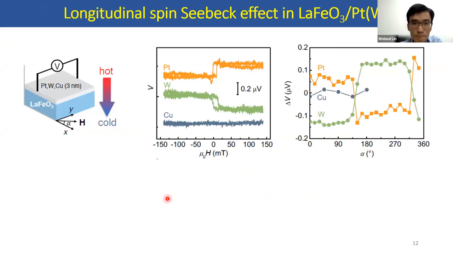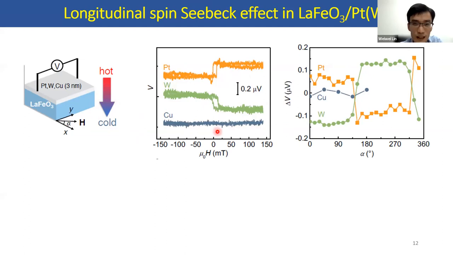So now, is this measured transverse voltage related to the inverse spin Hall effect? In this measurement, does it mean that in lanthanum ferrite we measure the spin Seebeck effect? So I show the results with different metals: platinum, tungsten, and copper. Platinum has a positive spin Hall angle, tungsten has a negative spin Hall angle, and copper has a negligible spin Hall angle. We can see the results: for platinum it is a positive voltage, for tungsten negative, and for copper the magnetic field dependence of the thermal voltage is negligible.